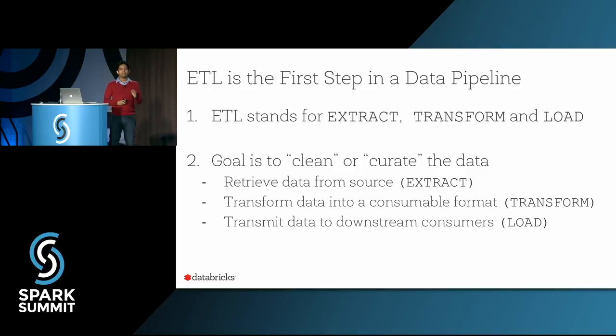Now, ETL is essentially the first step in building these data pipelines. It stands for extract, transform, and load. The goal of the ETL process is to clean and curate this data. It has three steps. First, we try to retrieve the data from the source, and this roughly maps to the extract phase. We then transform the data into a more consumable format, and this is the transform phase. And we finally transmit this data to downstream consumers, and this is the load phase in the ETL pipeline.